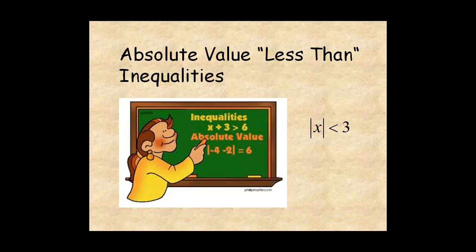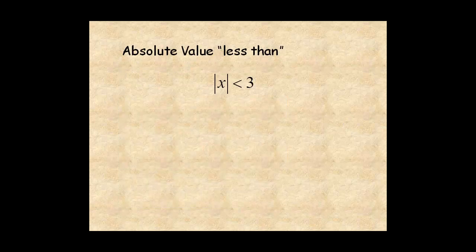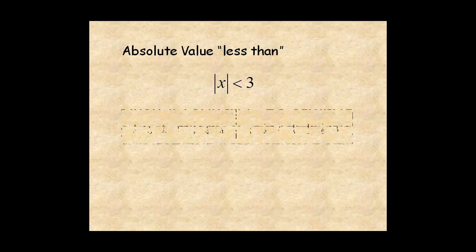This lesson shows how to solve absolute value less than inequalities. What is the meaning of this statement? The absolute value of x less than 3. What set of numbers would make this true? What are the set of the numbers on the number line whose absolute value is less than 3?